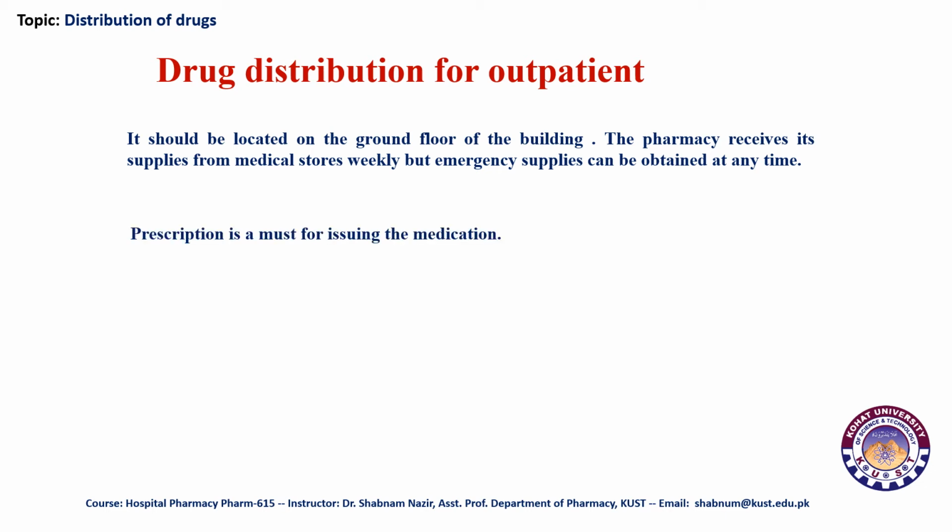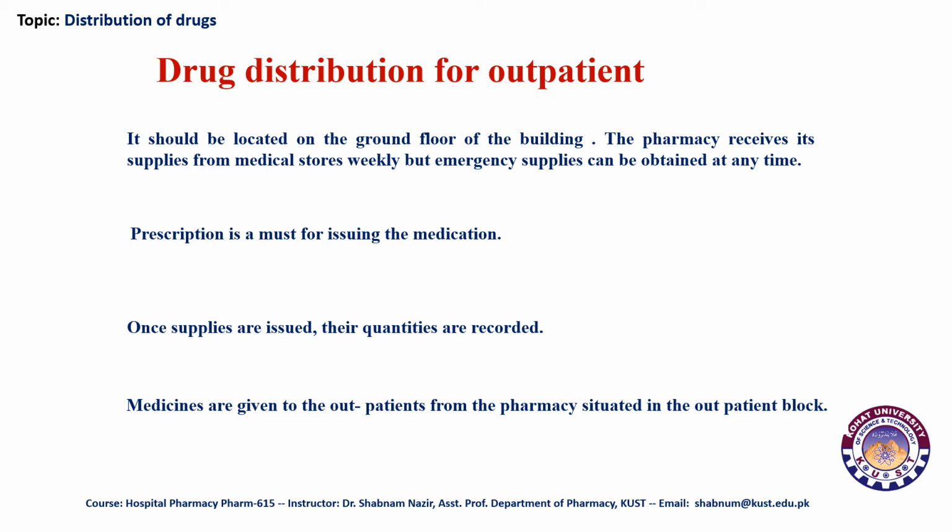A prescription is a must for issuing the medication. They must see the prescription and then they will give the medication. Once supplies are issued, their quantities are recorded, and medicines are given to the outpatient from the pharmacy situated in the outpatient block. That is the main thing related to drug distribution: the central pharmacy would be supplying the medicine to the outpatient pharmacy in the outpatient block, and they could use various means for distribution of medicine, whatever specific setup that hospital has.